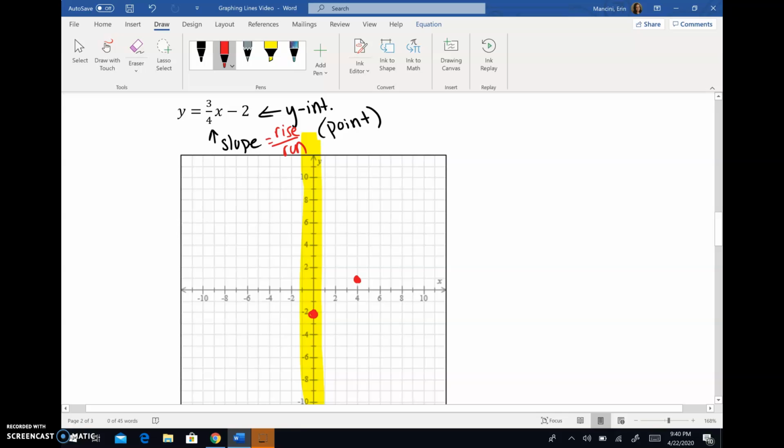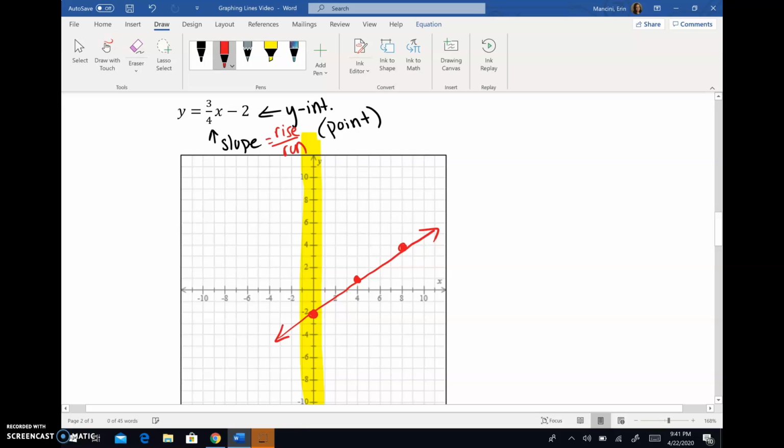Once you have at least 2 points, you can connect them to make a line, or you can keep going and get a more accurate sketch. 1, 2, 3, over 4. And you could keep going. You can go in both directions. 1, 2, 3, over 4. You have enough points, but the more you have, the straighter your line may be.